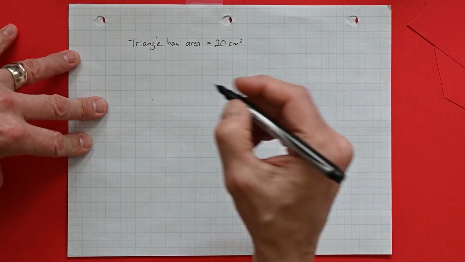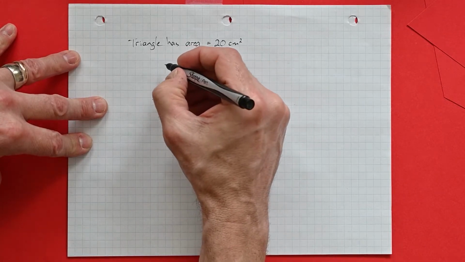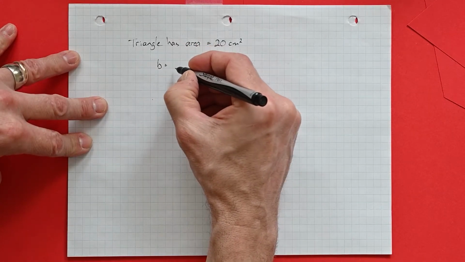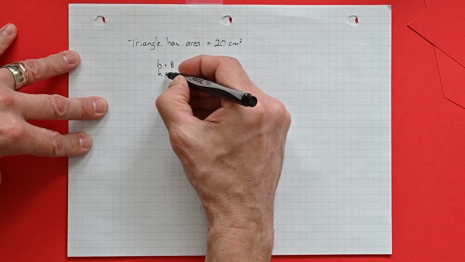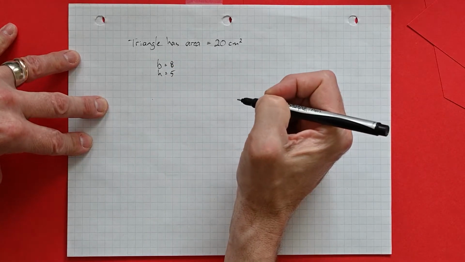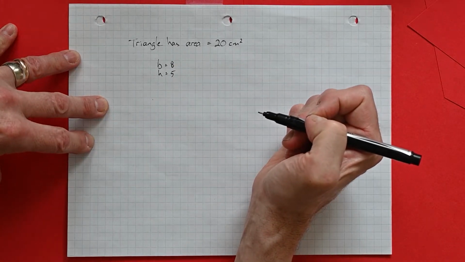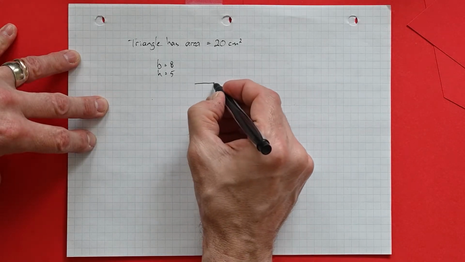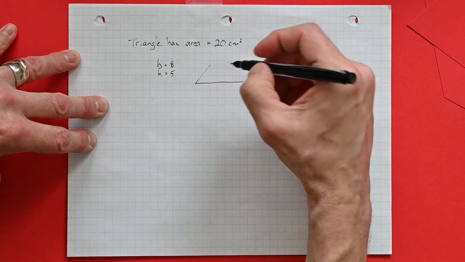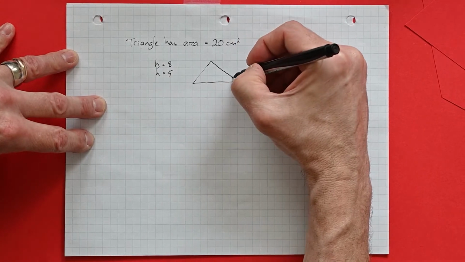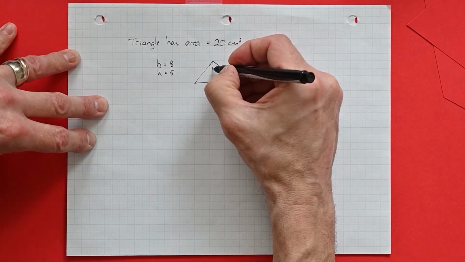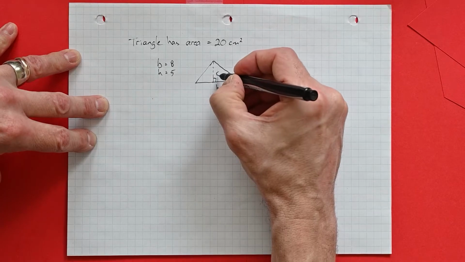Well, it could be, let's say, 5 and 8. So I could say the base of my triangle is 8. The height of my triangle is 5. And we'll see the area will come out to exactly 20. So if that's the base of 8, and forgive the quick drawing here, base is 8, height 5.